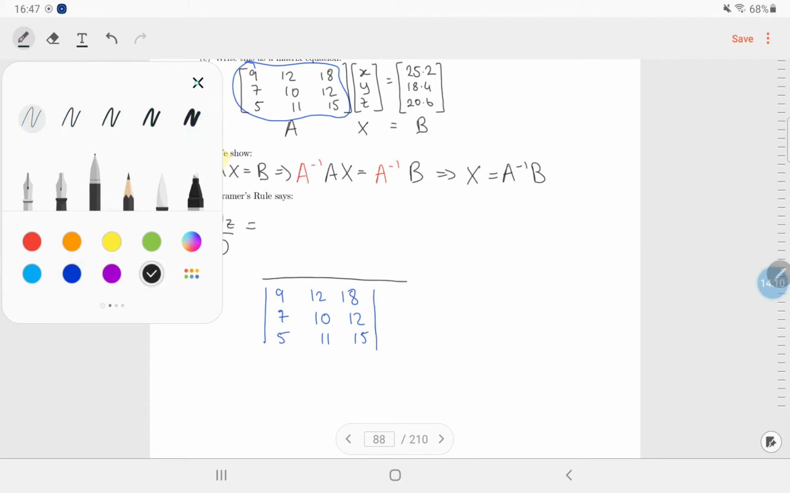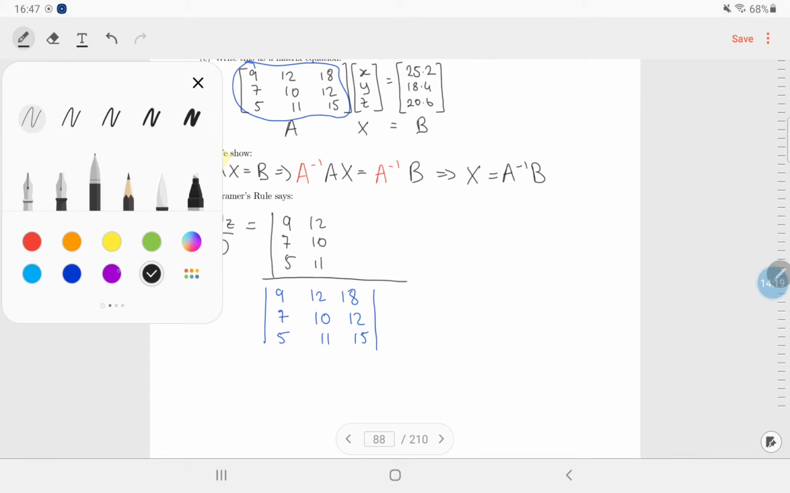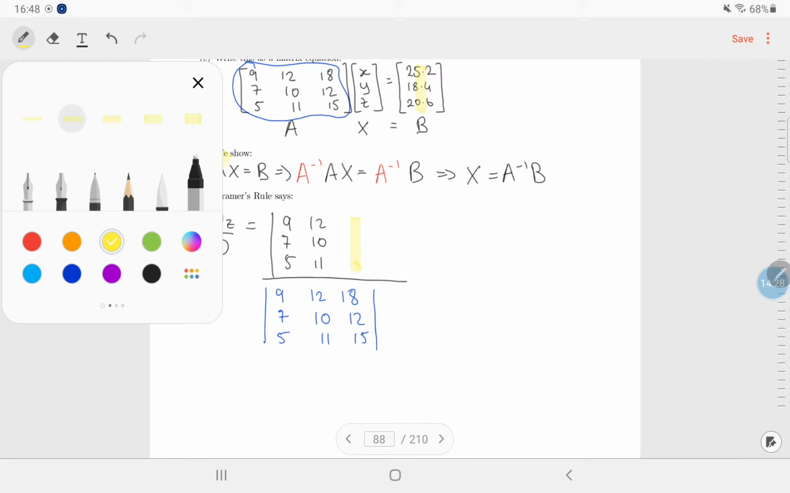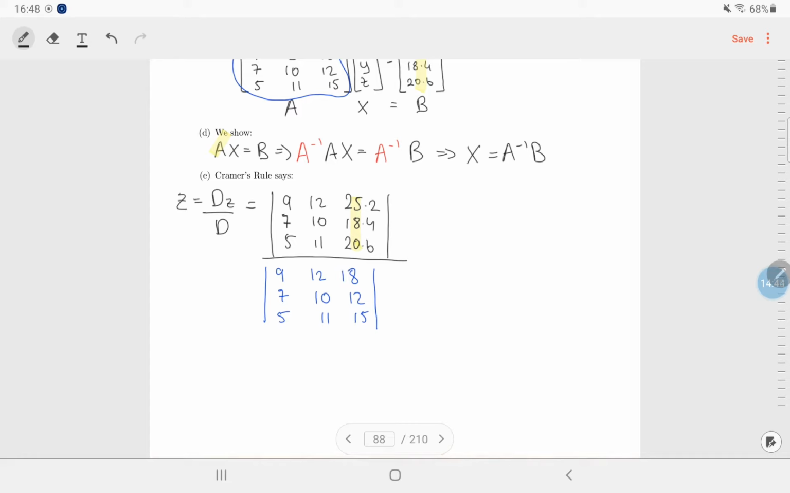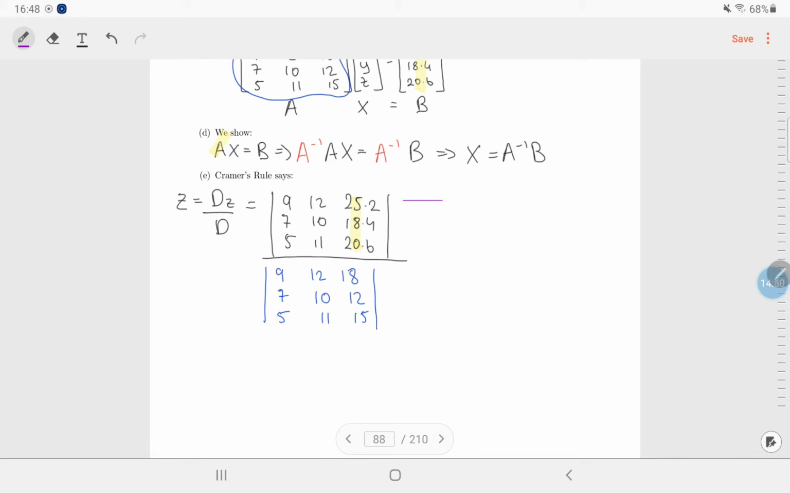And then what does dz do? dz is the same thing, 9, 7, 5, 12, 10, 11, but instead of the z coefficients, 18, 12, 15, we have the constants 25.2, 18.4, 20.6. Hopefully we've space to calculate all this. In both cases, what we want to do is write down the first two columns again. So that's 9, 7, 5.